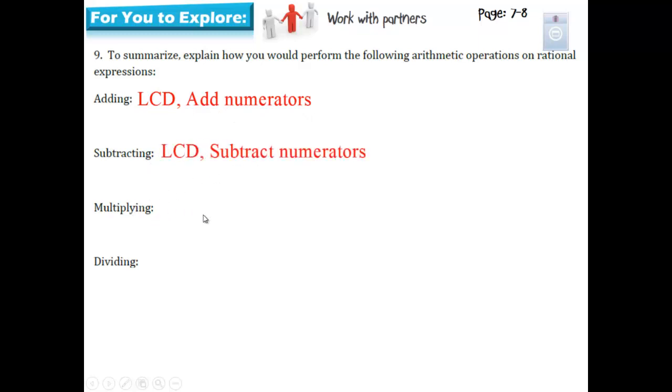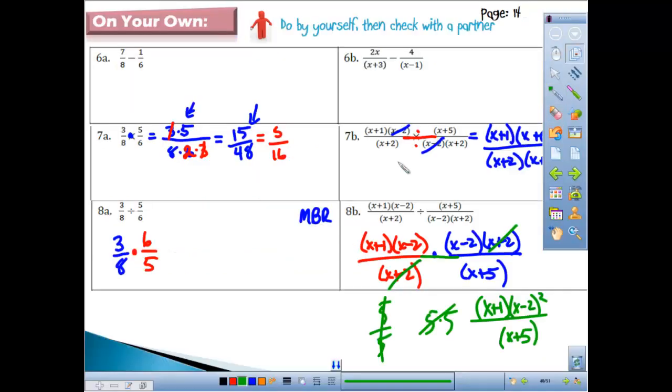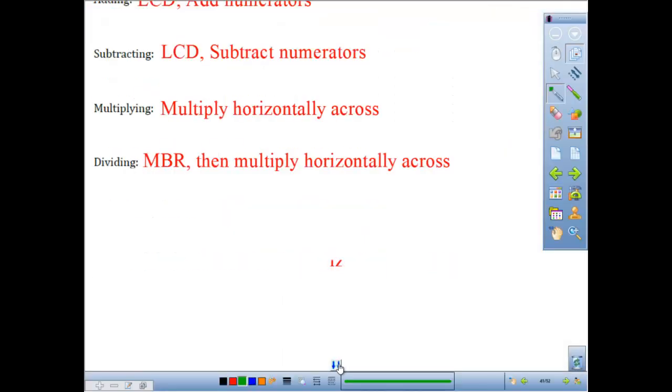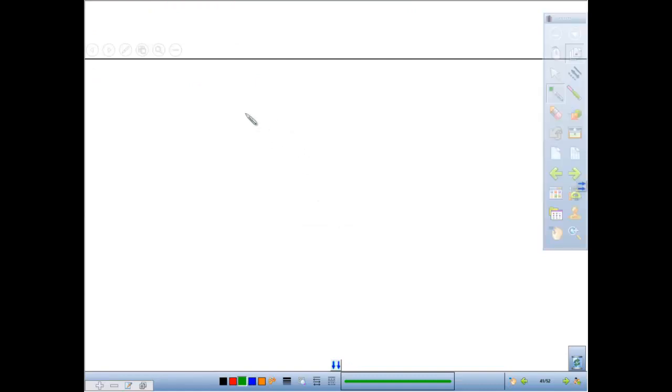And what about multiplying? Did we need to find the LCD? No, we just multiply straight across, right? Multiply the numerators, then multiply the denominators, horizontally. And then dividing, we're going to do MBR, multiplying by the reciprocal and then horizontally across. So you're going to flip it. Now, let me go back here. I want to just practice real quick finding the LCD when we've got different denominators.